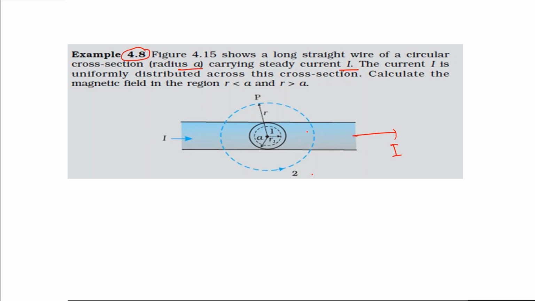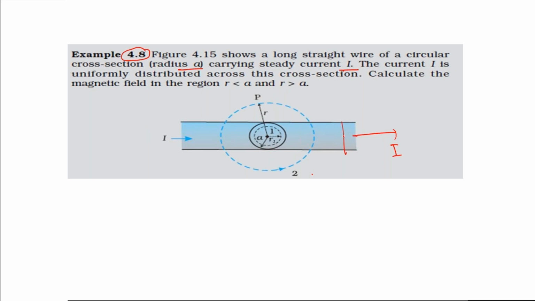The current is uniformly distributed across the cross section of the wire. Calculate the magnetic field in the region R less than A and R greater than A.